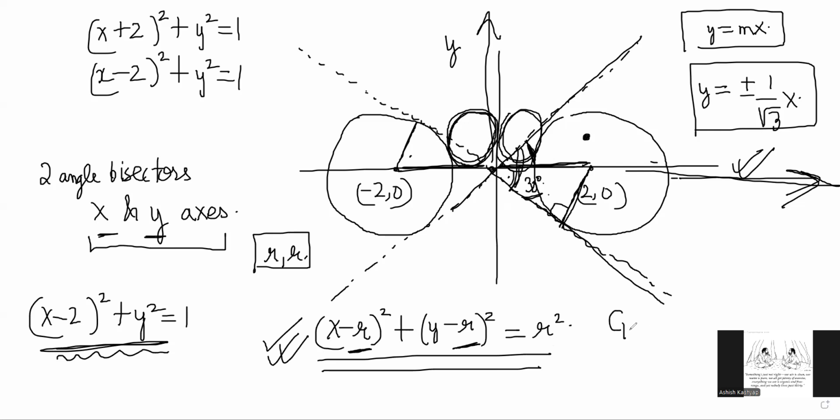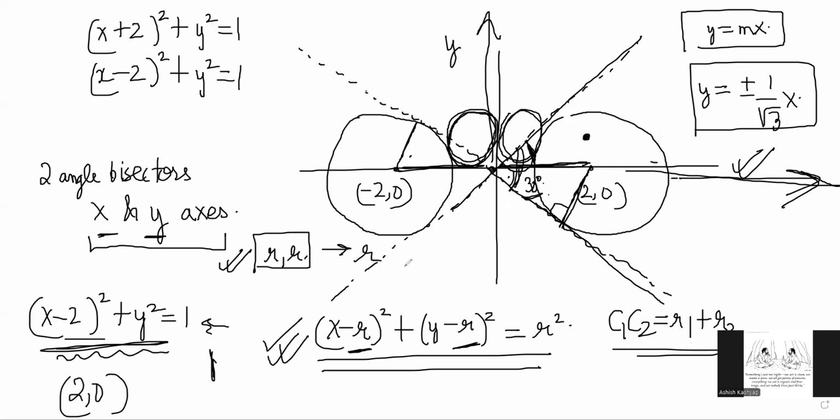Now I have to use C1C2 equals R1 plus R2, for touching two circles. The center of my unknown circle is (r, r). This center is (2, 0). The radius of this circle is 1. The radius of the unknown circle is r, right? So it's a simple equation which gives us the r value now, right? Do you understand what I'm saying?